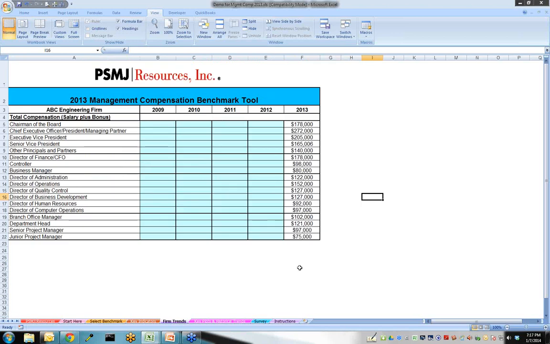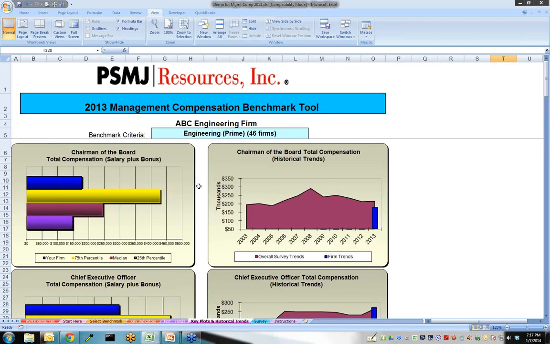So firm trends, again, all of your data would automatically show up in the most recent year. The previous years here in the green cells are information that you can go ahead and input, and what it will show up is on key plots and historical trends. So we also give you a graphic representation of each one of these benchmarks. So again, the peer group that we happen to pull data for right now is Engineering Prime. There's 46 firms in that group.